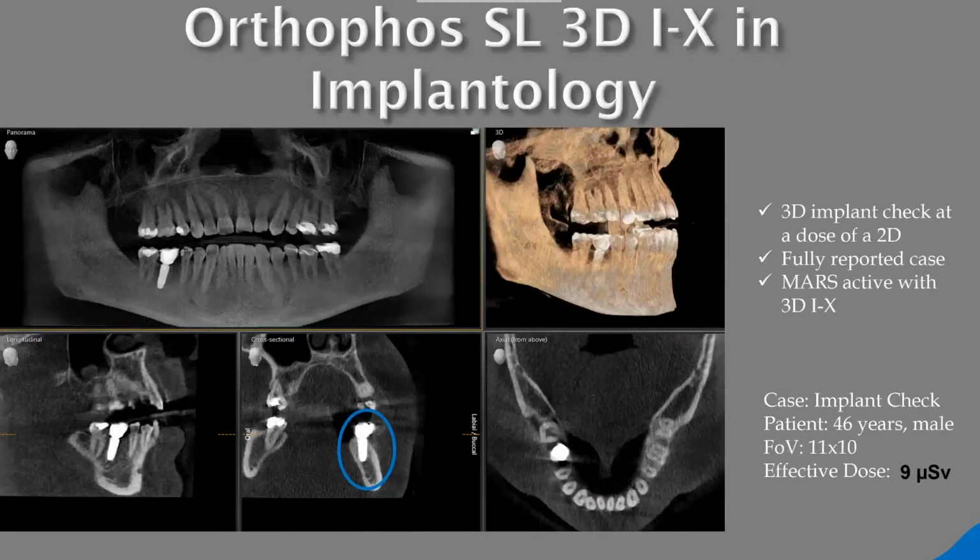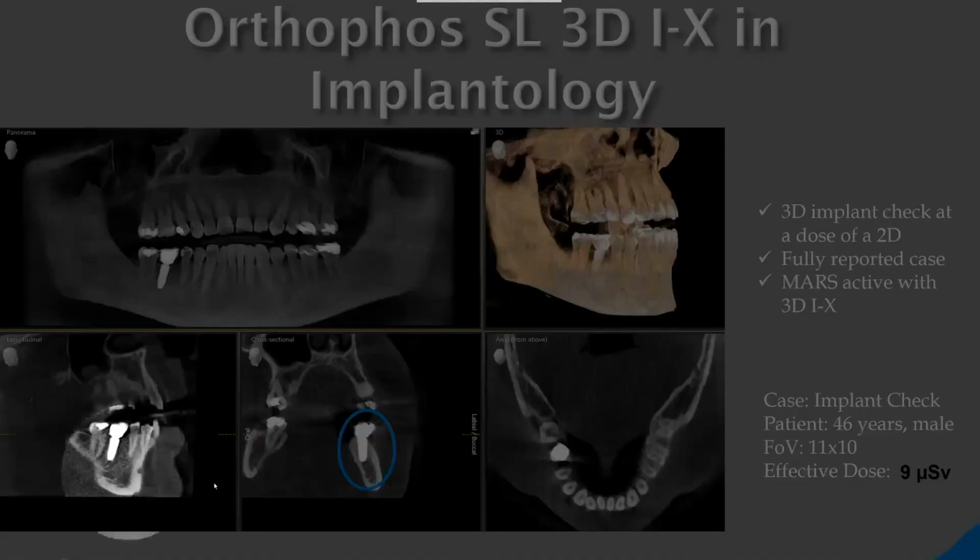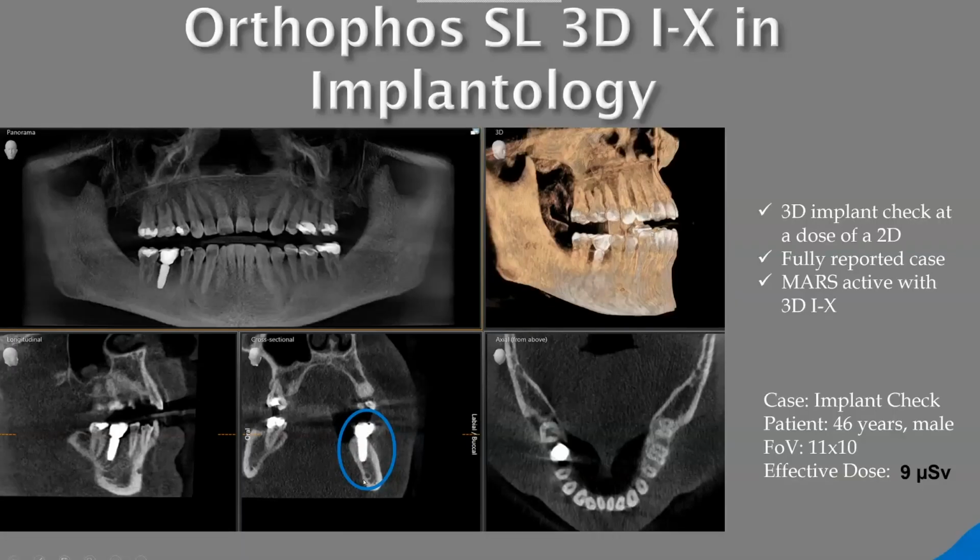There's another one, this 46-year-old male. They were looking at it for an implant check, and they wanted to know where the implant was in relationship to the mandibular canal. Again, we can definitely see that. This is only 9 microsieverts, so we are less than a panoramic, and we're approaching that stage of maybe a set of bite wings. So a set of bite wings will be about 5 microsieverts. So maybe double a set of bite wings, and we have all the capabilities of our 3D imaging.